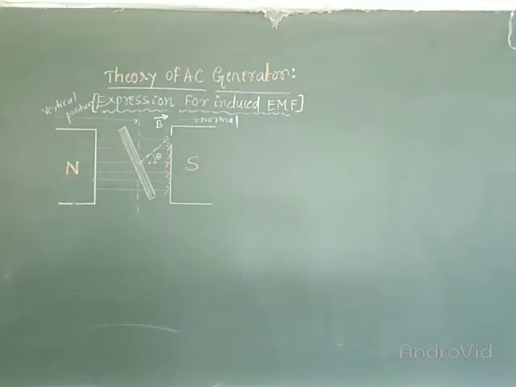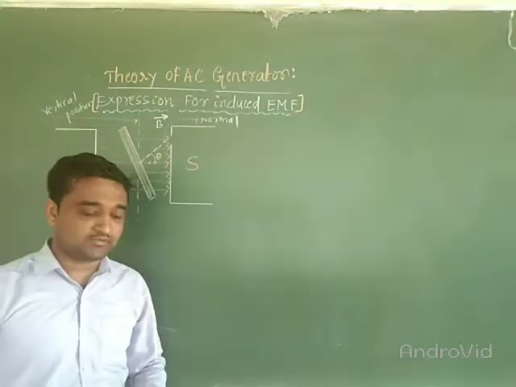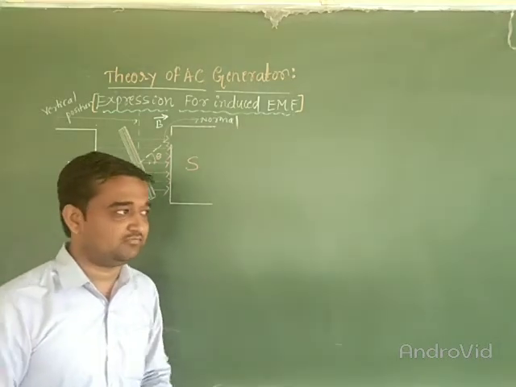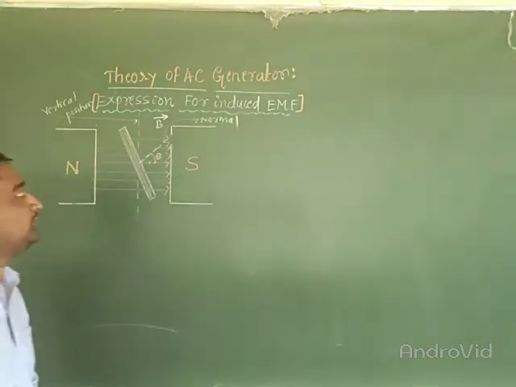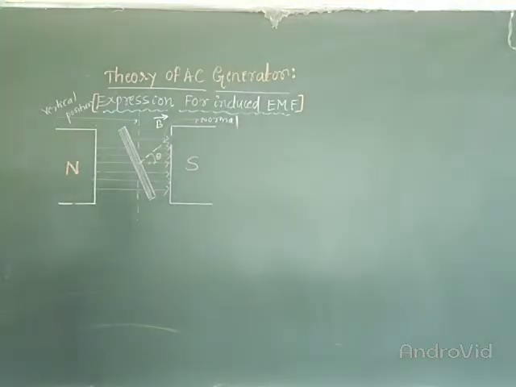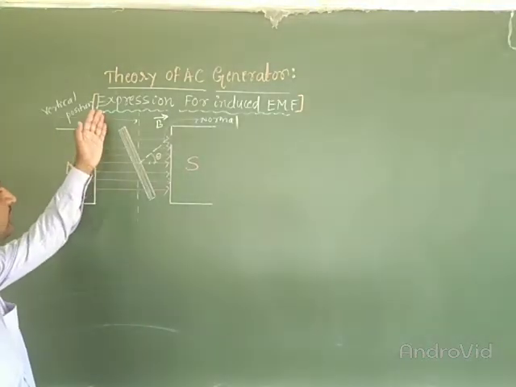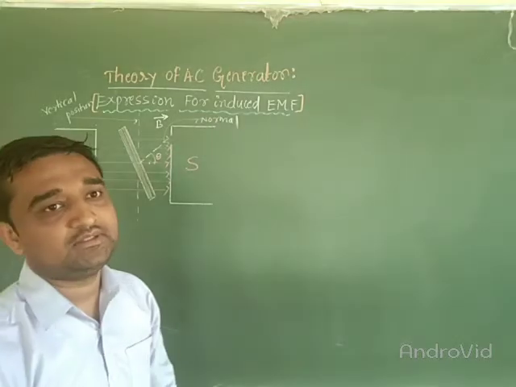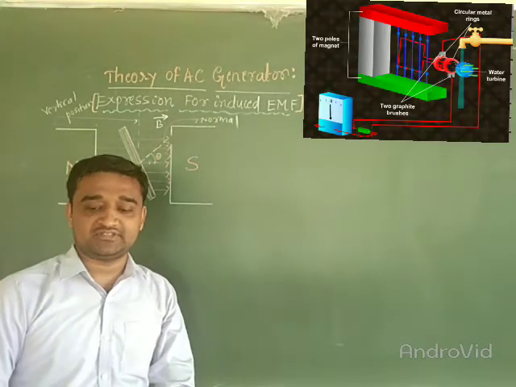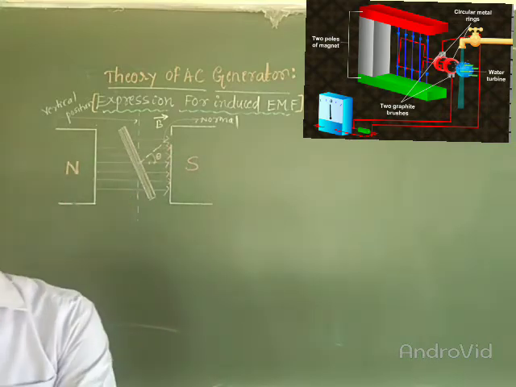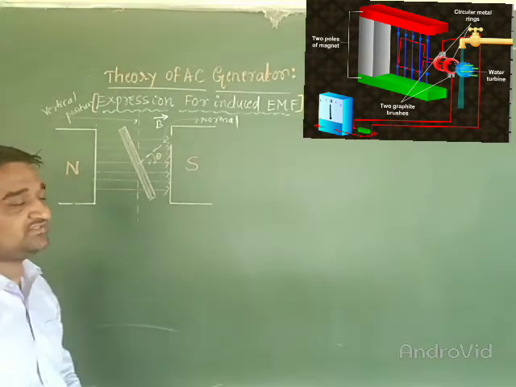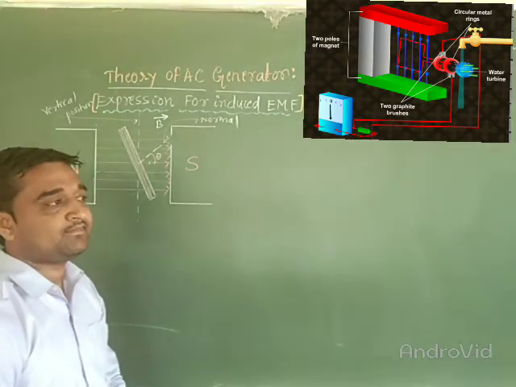Okay students, now let us discuss the theory of AC generator. We have already discussed the construction and working of the AC generator. Now we have to discuss its theory. That means we have to derive the expression for the induced EMF and the induced current in an AC generator. This is also a very important question for 5 marks.